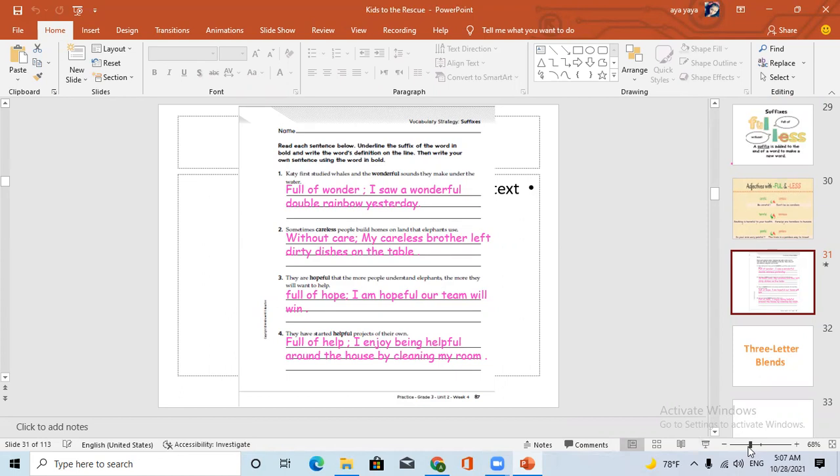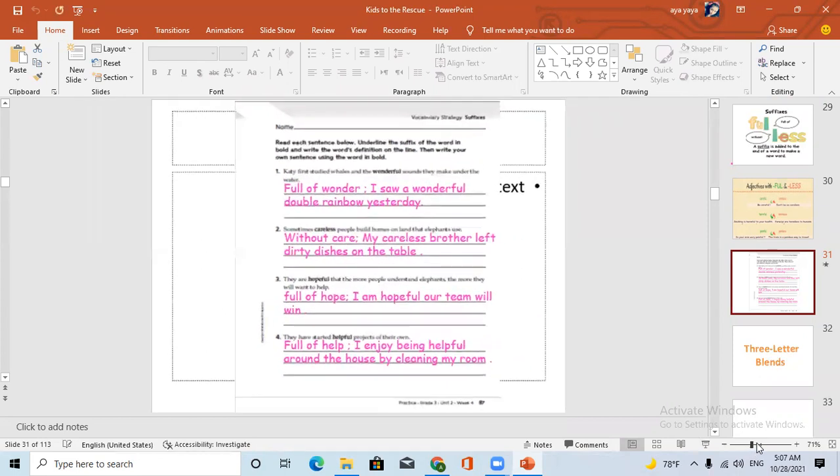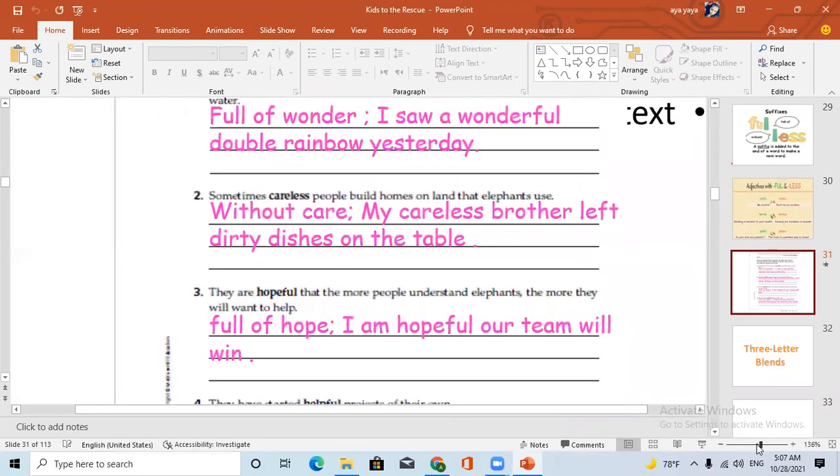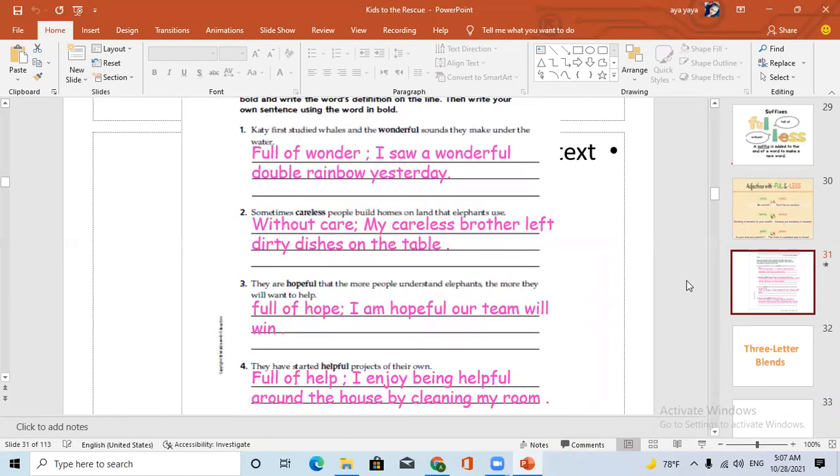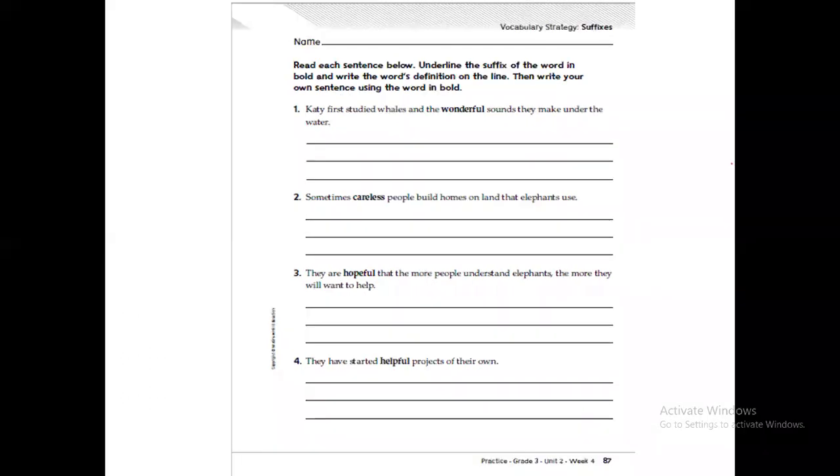Very strange, the text disappeared. Let me make it bigger. What about that? Too big. Okay, I will rewrite them for you. Better, right?